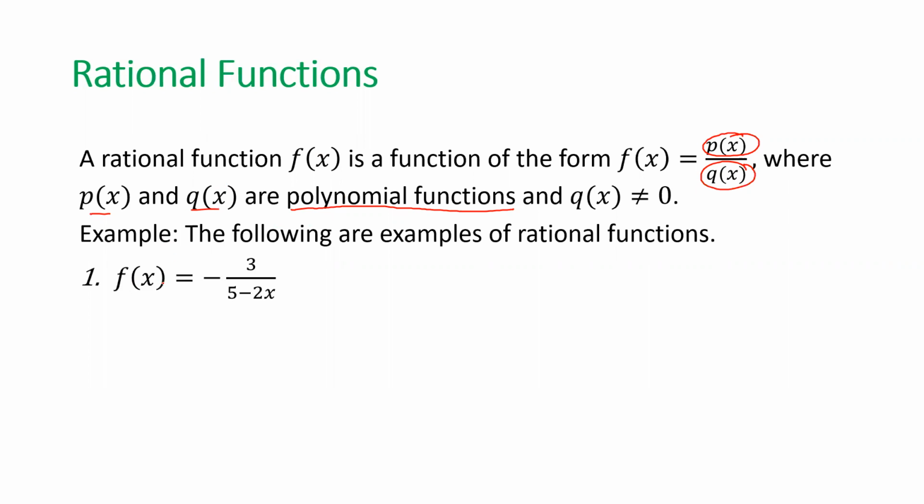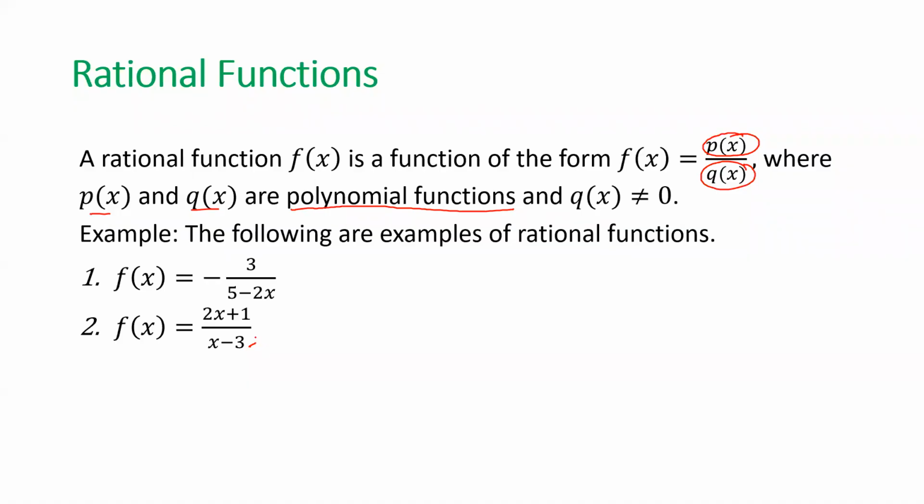First, we have f of x equal to negative 3 over 5 minus 2x. Observe here that the numerator is a polynomial of degree 0, or a constant function, and the denominator is a polynomial of degree 1, which is a linear function. The second is f of x equals 2x plus 1 over x minus 3. The numerator is a polynomial of degree 1 and the denominator is a polynomial of degree 1 as well.